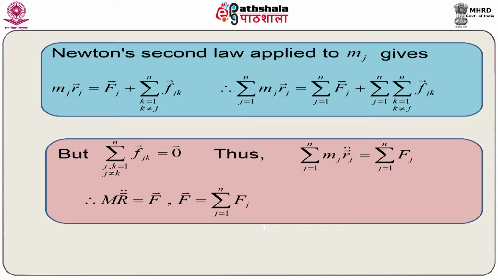Using the formula we have already obtained, we can write this equation as capital M R vector double dot equal to capital F vector, where capital F vector is the summation over j equal to 1 to n of capital F_j vector.